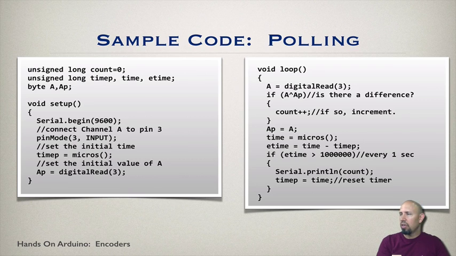Especially, you can miss a transition if you're in the process of printing, which is not slow, but it's relatively slow compared to everything else that's going on in the loop. So it's during this time you could actually be missing counts. So polling definitely has its limitations. So we move on to use interrupts.